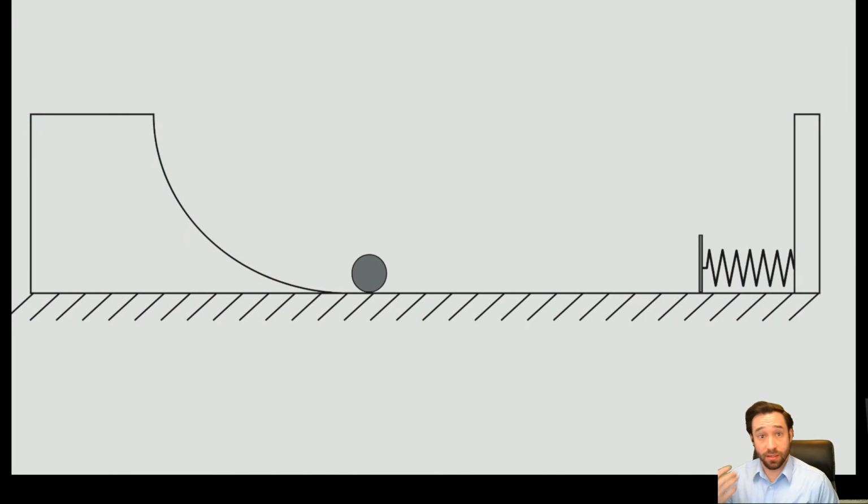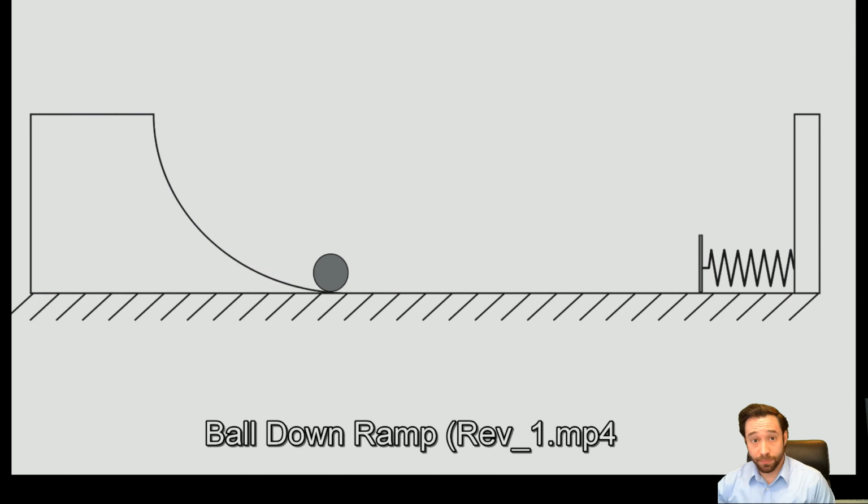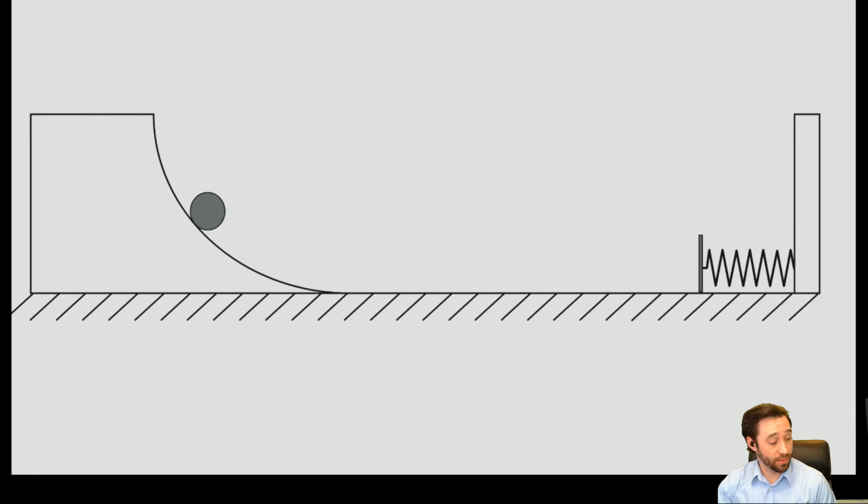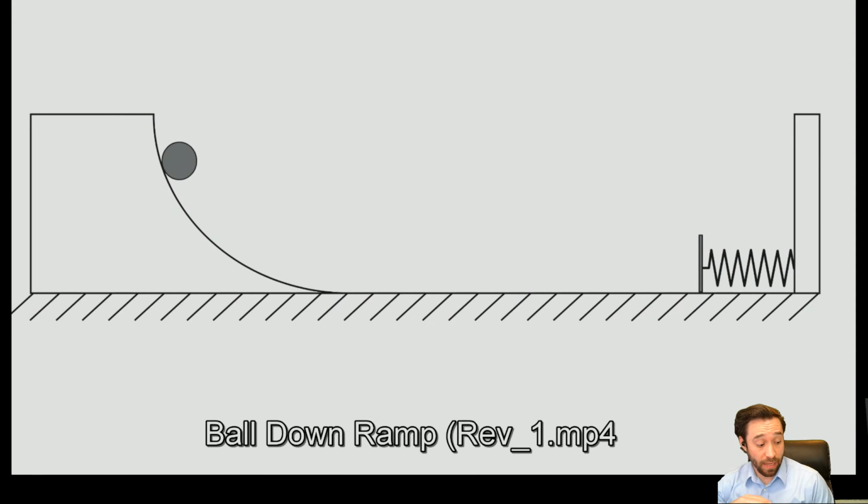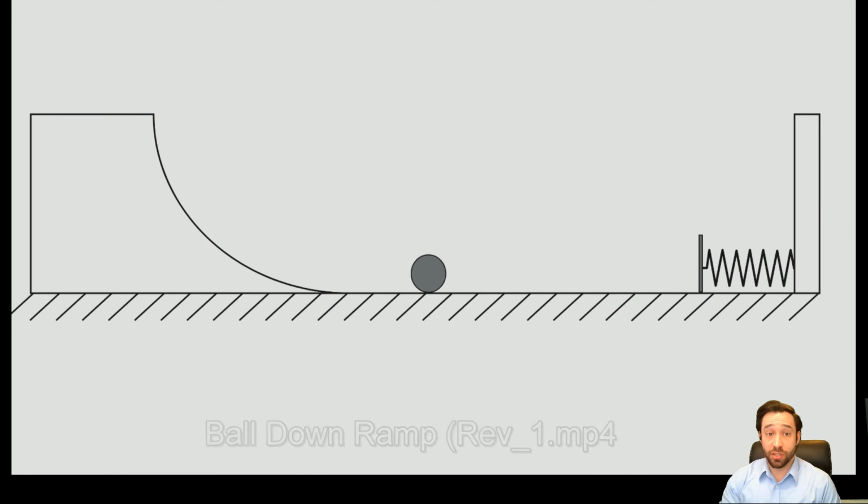We're going to go over the problem that is going to be covered on the assessment. Like I mentioned before, this is the scenario we're dealing with. We're going to have a ball going down a ramp, traveling horizontally with no friction and no air resistance. When it reaches the end, it's going to compress the spring, launch the ball back, and then it's going to repeat.